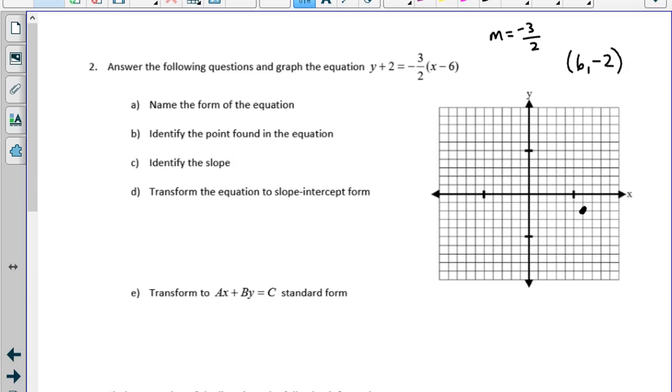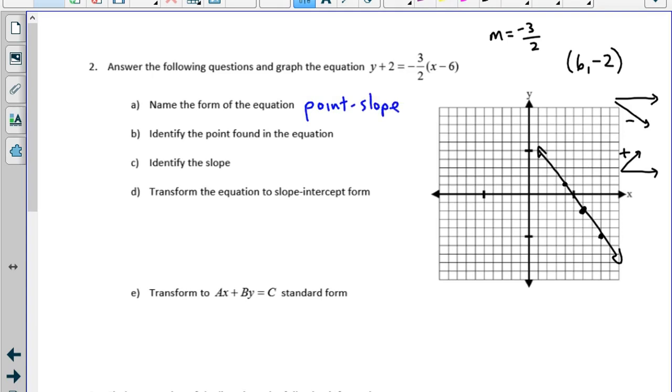So I can either go up 3 and to the left 2, or I can go down 3 and to the right 2, and that will represent a negative slope. Notice a negative slope, if you're running from left to right, is going to make you go down the hill. And if you're running from left to right, a positive slope will make you go up the hill. So those are things that you can remember using slope. So that is the equation of the line. I did not draw the line very well, but there it is.